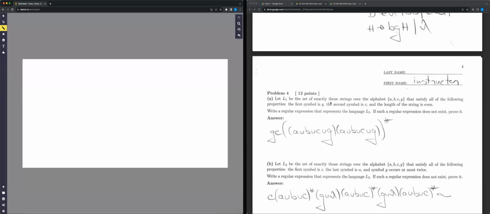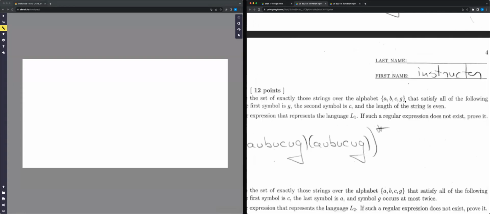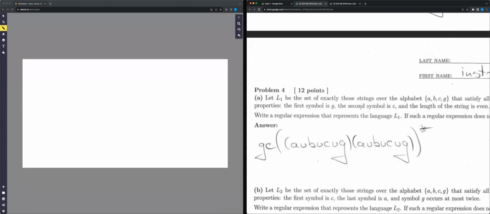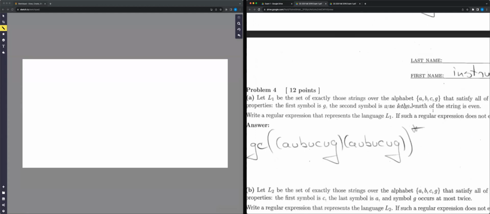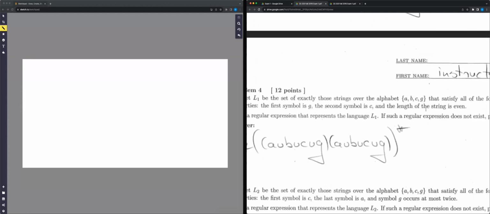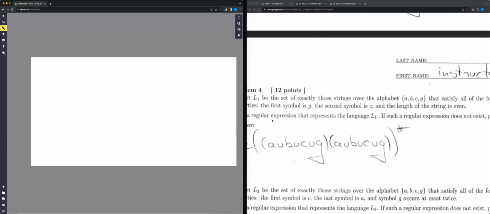Right, so it says let L1 be exactly those strings over the alphabet A, B, C, G that satisfy all the following properties. The first symbol is a G, the second symbol is a C, and the length of the strings is even. Okay. So the first symbol is a G. How do we make the first symbol a G? We just put a G down. How do we make the second symbol a C? Well, we already know where it goes. It goes right here. So we just put a C there.